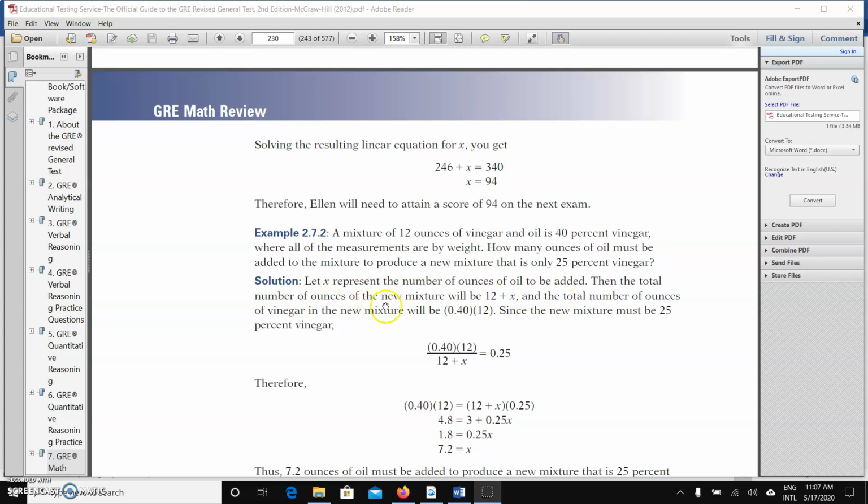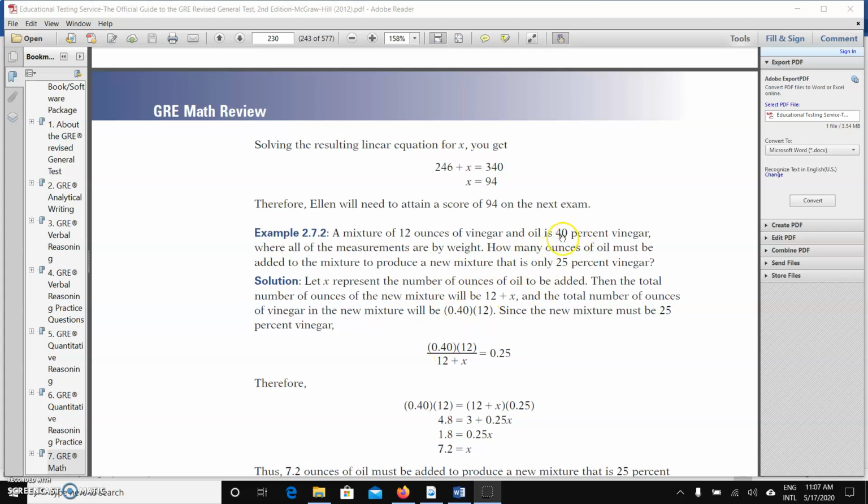The amount of oil for the new one will be 12, which is the 12 we had before, plus x, which is the new oil added. This is how much oil must be added, right? New oil added. And the total number of ounces of vinegar in the new mixture will be... Okay, that's the formal calculation.